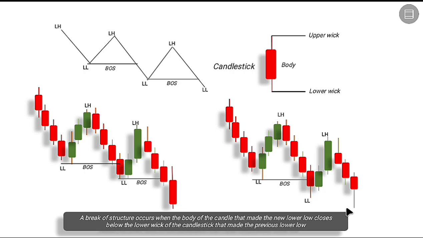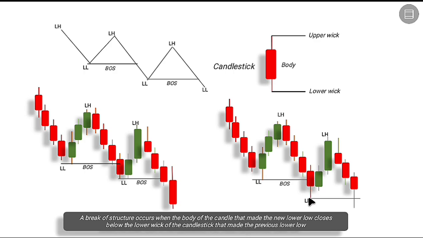And let's check for this one. This is the lower low, and this is the body of the candle that made the lower low, and this is the lower wick of the candle that made the previous lower low. Let's confirm it for a break of structure. There is no break of structure yet. Why? Because the body of this candle that made the new lower low did not close below the lower wick of the body of the candle that made the previous lower low.